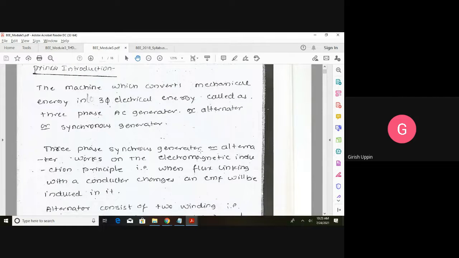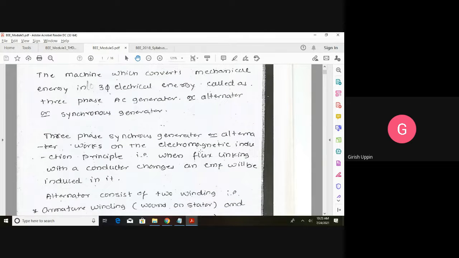The three-phase synchronous generator or alternator works on the electromagnetic induction principle. That is, when flux linking with a conductor changes, an EMF will be induced in it. So just remember, all the generators work on Faraday's first law. What is Faraday's first law? Whenever flux linking with a coil or conductor changes, an EMF is induced in that particular body. That is the principle of generation, whether it's a DC generator or an AC generator.